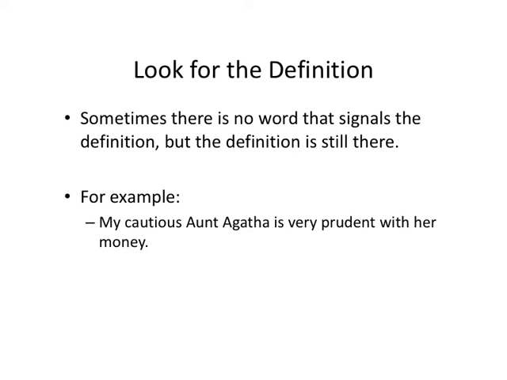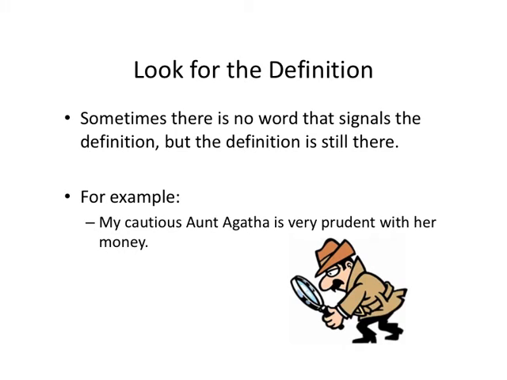Not all sentences use these signal words. However, they still contain the definition. You just have to be a better detective to find it. For example, my cautious Aunt Agatha is very prudent with her money. This sentence has the unknown word prudent and the definition cautious right over here. It just doesn't have that signal word to show us that prudent exactly means cautious. But we can be better detectives and figure that out ourselves.